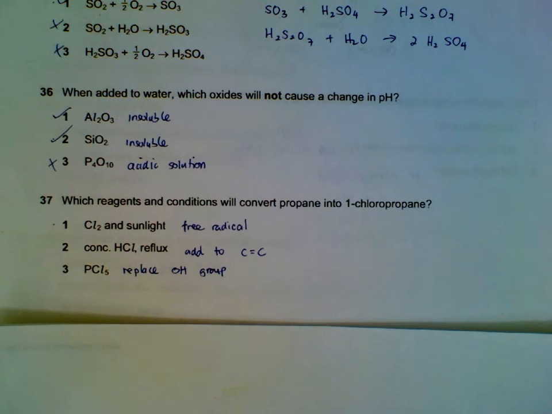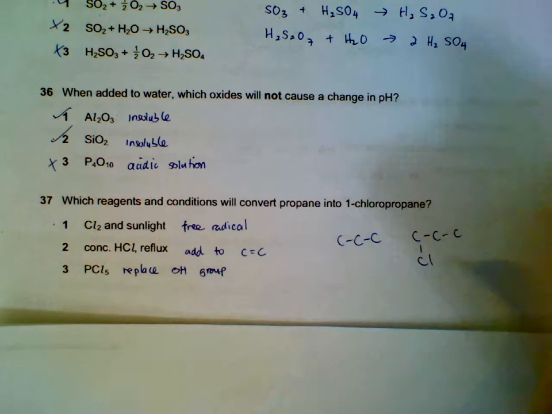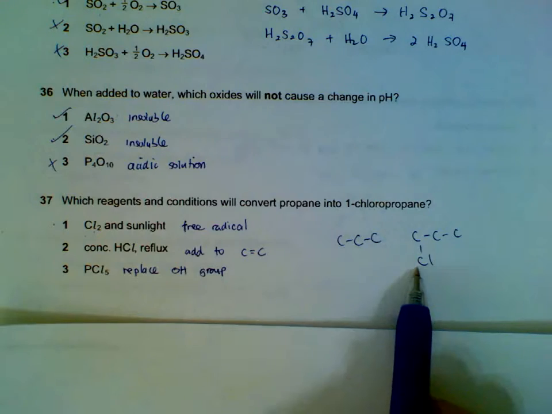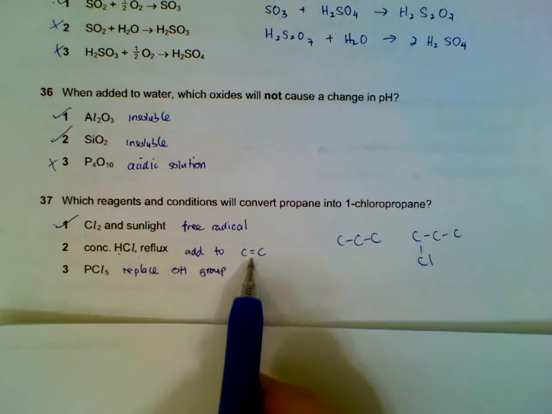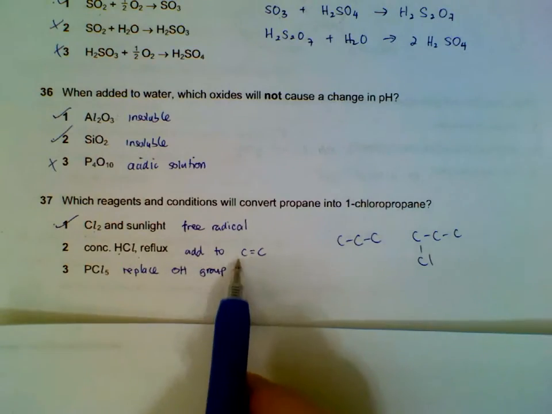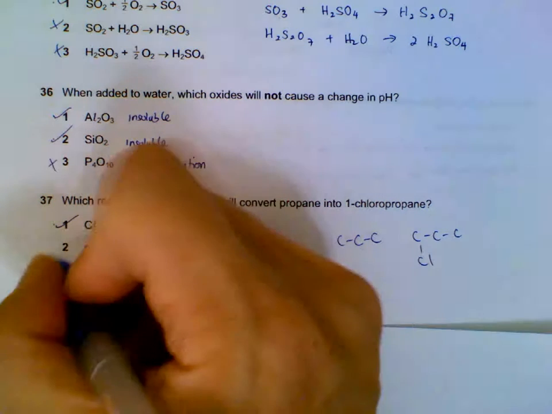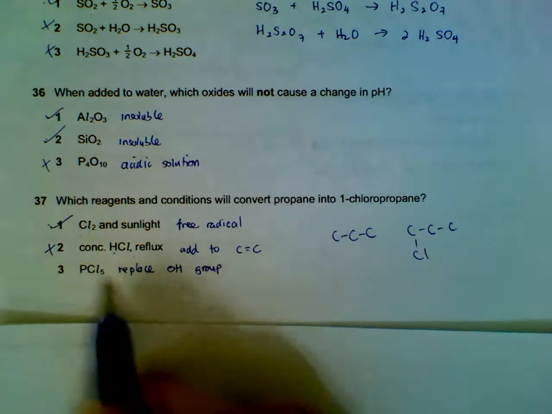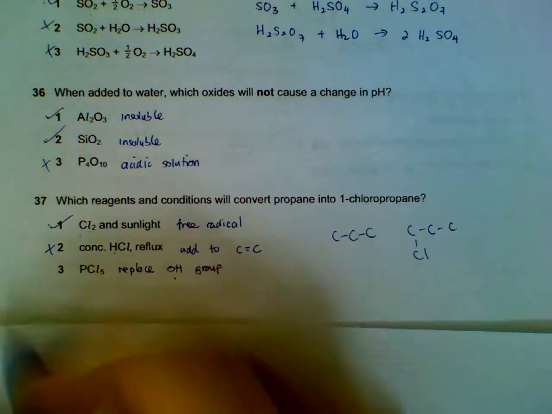(37) Which one will convert propane into 1-chloropropane? Chlorine and sunlight. Under limited amounts of chlorine, we will get free radical reaction. Concentrated HCl might work when there's a double bond, when the Cl and the H are added across the double bond, but there is no double bond here, so it will not work for propane. PCl5, you will replace the OH groups either in alcohols or acid groups, but we do not have them in our propane.